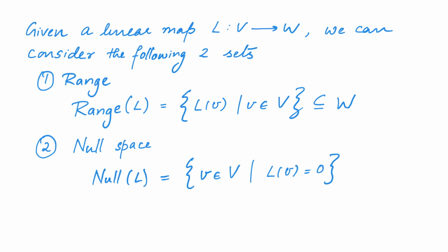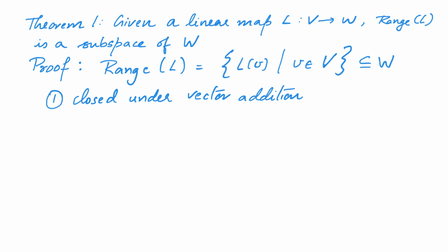Let us now look at the proof that the range and null space are indeed vector spaces, and then we will look at some examples. First, we will show that range is a subspace of W. It is clear that range is a subset of W. Therefore, to show it's a subspace, we have to show three things. We have to show it's closed under vector addition, closed under scalar multiplication, and it contains the zero vector. Let us prove these one after the other.